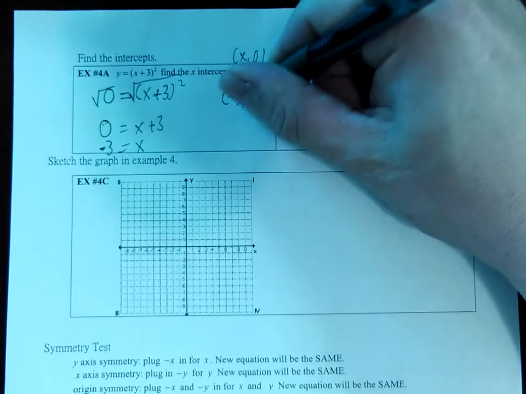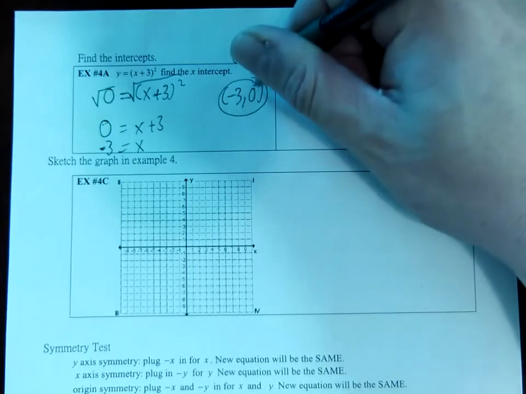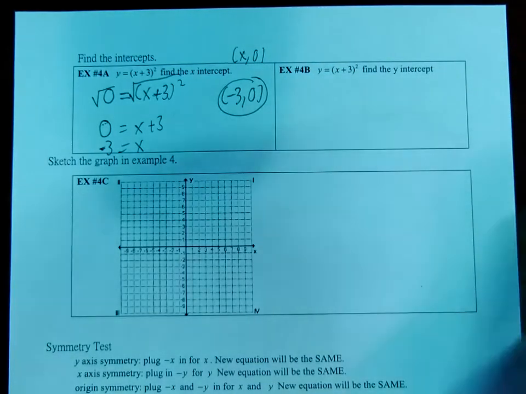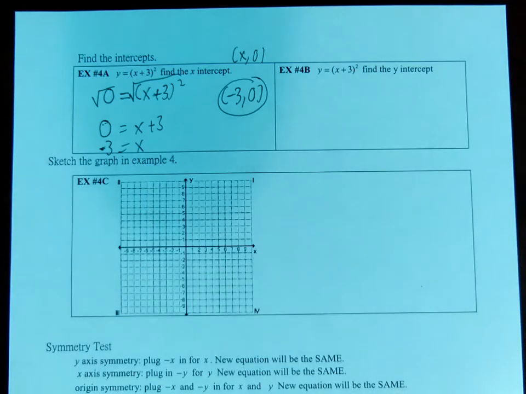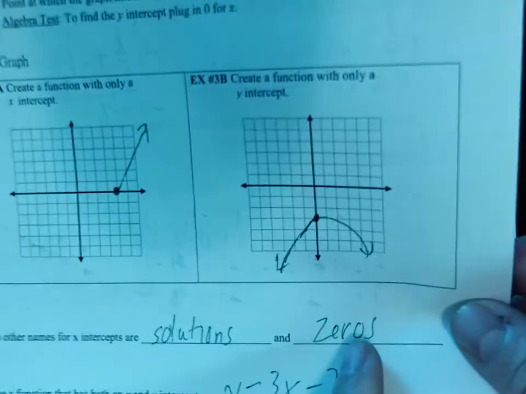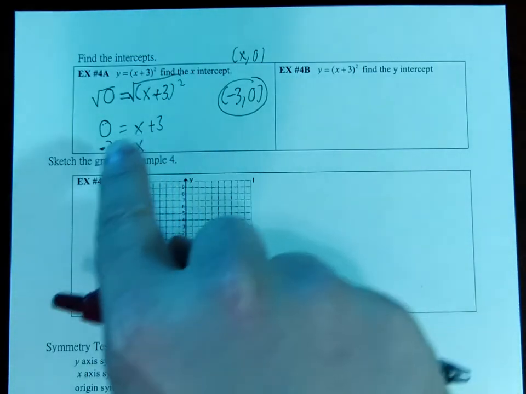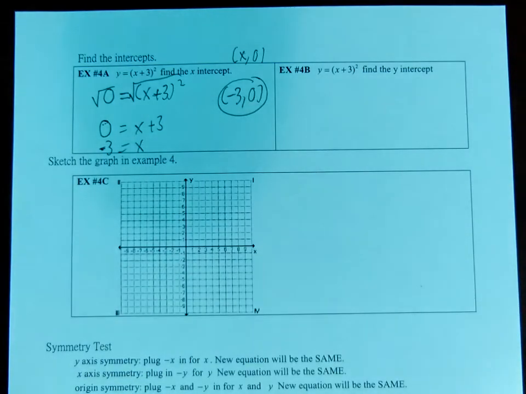Negative 3, comma 0. The x-intercept should always be of this form, x, comma 0. It should not have just a number, just an x equals negative 3. Because that's the solution for x. That is the solution or the 0, which we talked about right here. The solution for x or the 0, but that is not the x-intercept properly written. This is the x-intercept, negative 3, comma 0. It's just a little bit of a key in words, you would say. Alright, find the y-intercept.